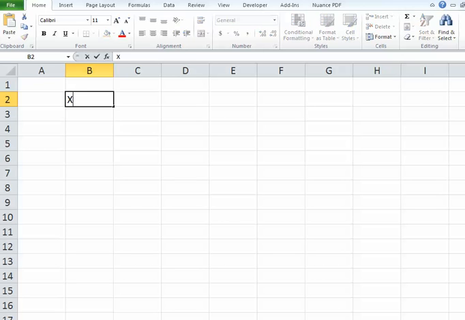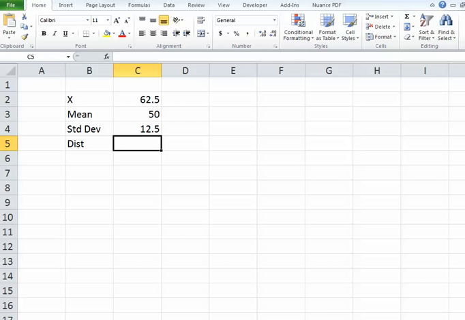We have the value or the score of Patty's exam. We have the mean value or the mean of the distribution. We have the standard deviation. And then we have the distribution factor. So Patty scored a 62.5 on the exam. The average for the class was 50. Standard deviation was 12.5. And then we always use a continuous probability function.